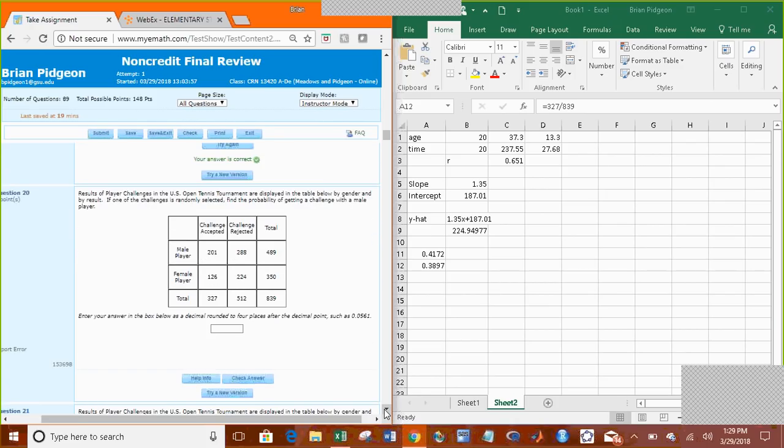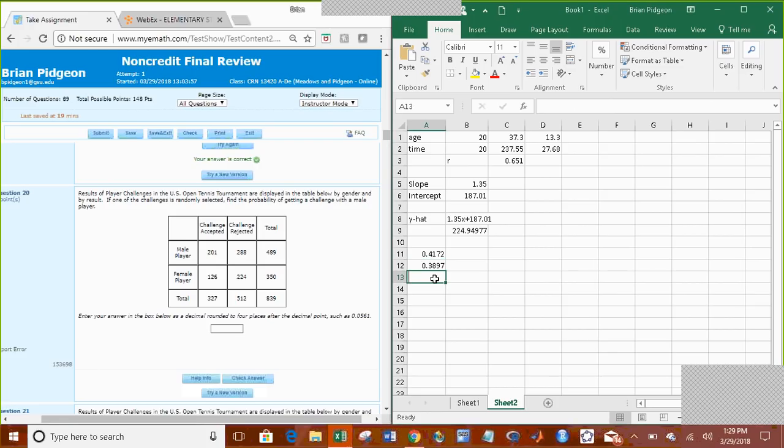Okay, same thing. If one of the challenges is randomly selected, find the probability of getting a challenge with a male player. Alright, so we look at that first row, because that's for males, and we see that we have a total of 489 players that were male, and actually 489 getting a challenge with a male. Oh, so those are a little different.